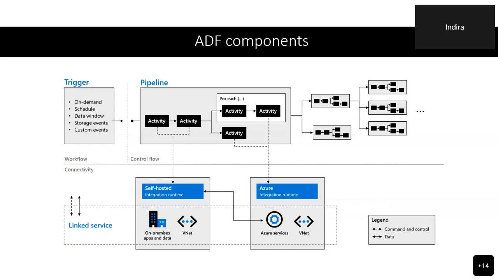But what is a pipeline? A pipeline is a logical group of activities, so that's why we can see different activities, and there is a for loop as well. So it's just a group of activities. And what is an activity? A single processing step in a pipeline. For example, ADF supports three types of activities: data movement, data transformation, and data loading.